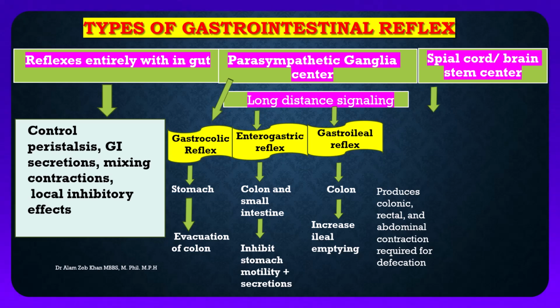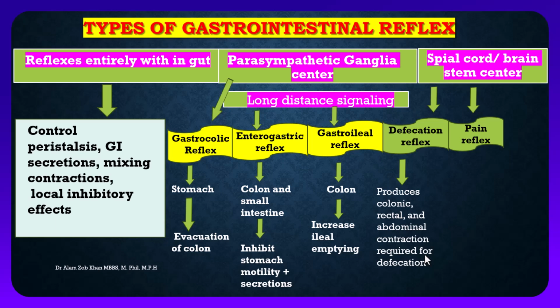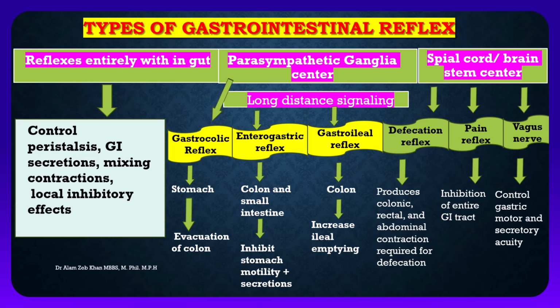The spinal cord and brainstem central reflexes. This is the defecation reflex. It acts to produce the colonic, rectal, and abdominal contraction required for defecation. The other reflex is the pain reflex. It causes inhibition of the entire gastrointestinal tract. Remember, when there is a painful condition of the gastrointestinal tract, motility and secretion in the gastrointestinal tract are inhibited. And the last reflex is caused by the vagus nerve. It controls gastric motor and secretory activity.